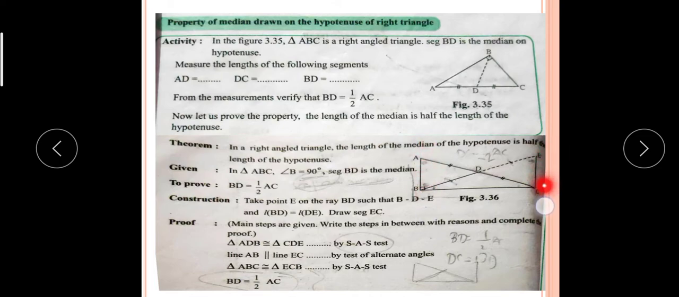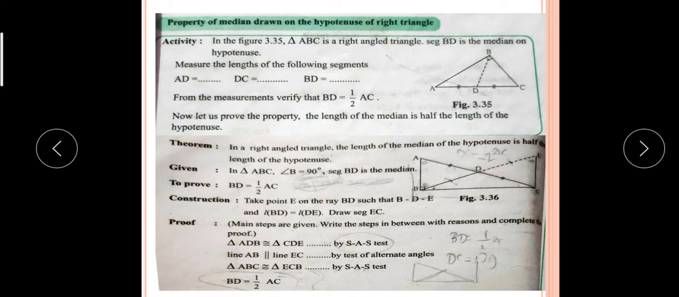AB is equal to EC, and AB is parallel to EC, and therefore triangle ABC is congruent with triangle ECB by SAS test. And which SAS? BC is common, AB is equal to EC, and angle ABC is equal to angle ECB, because these two lines are parallel, so these two angles are alternate interior angles. Okay. So angle 1 is 90 means this is also 90, and therefore BD is equal to half of AC.